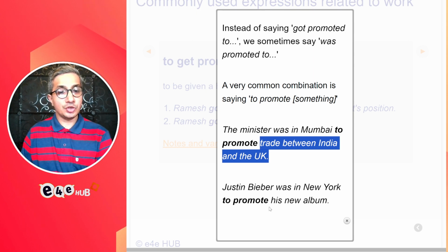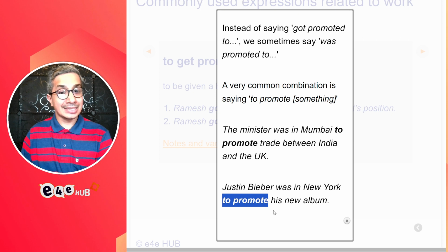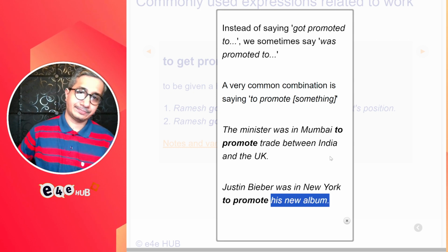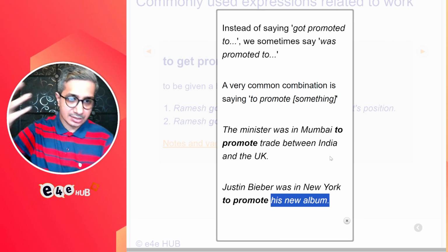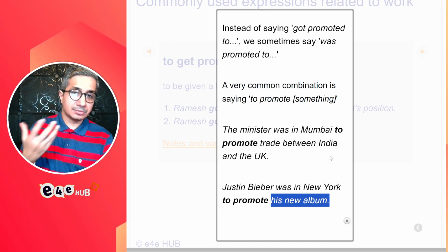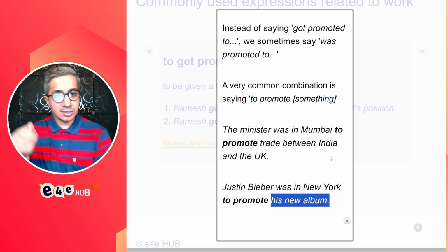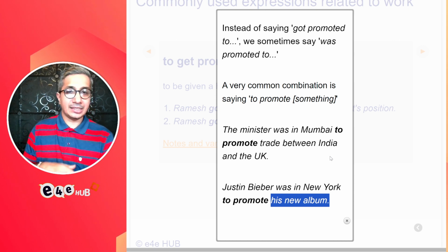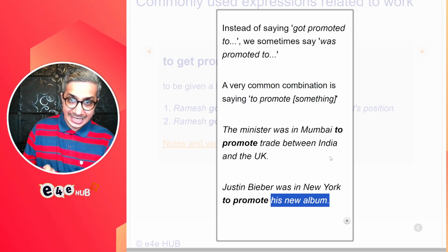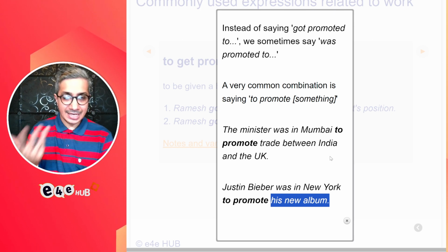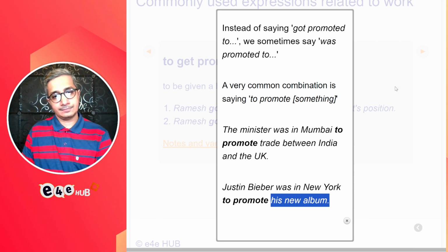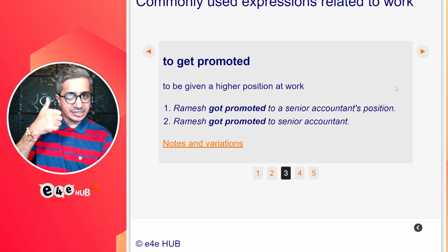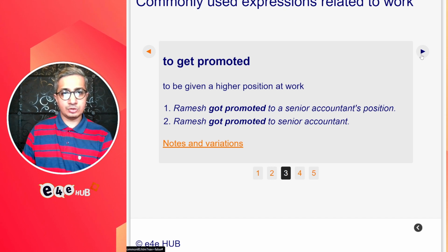Justin Bieber was in New York to promote, to advertise his new album, to let people know, to encourage people to buy that album, listen to his songs. That is also something which we say promote, to promote something. That something can be a music album, a movie, an idea, trade, or a certain ideology. It can be anything. Are we on the same page? That's amazing. Let's move on.